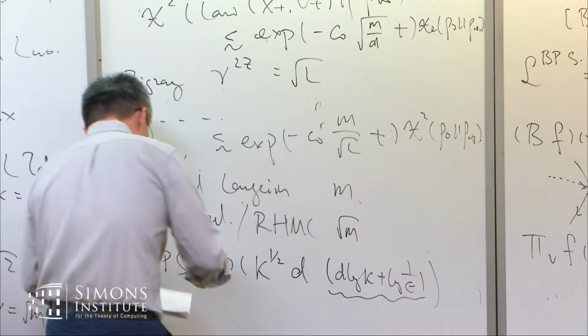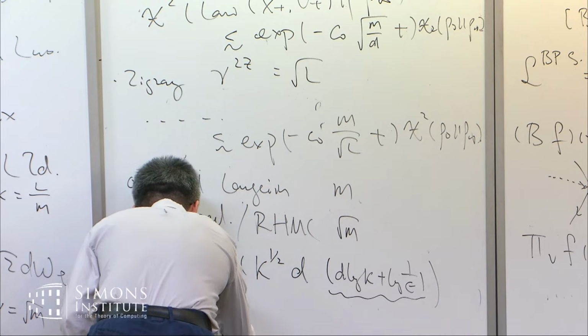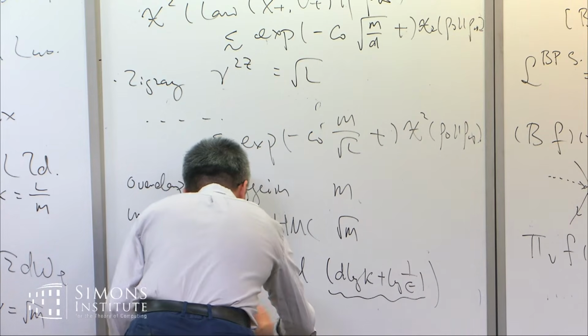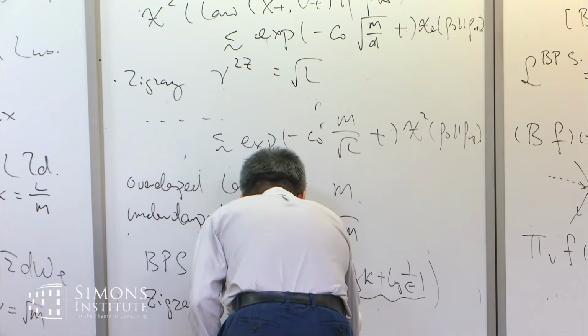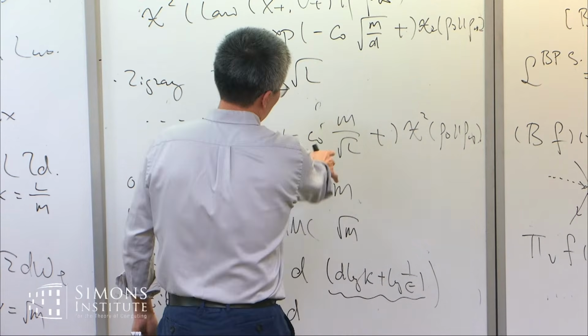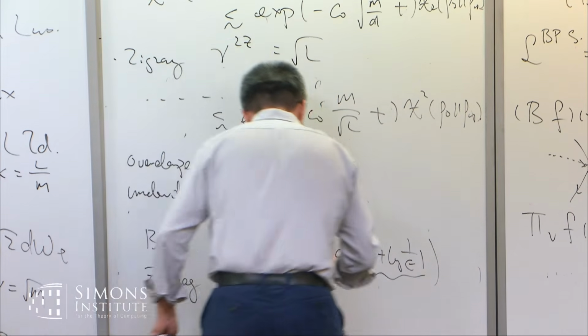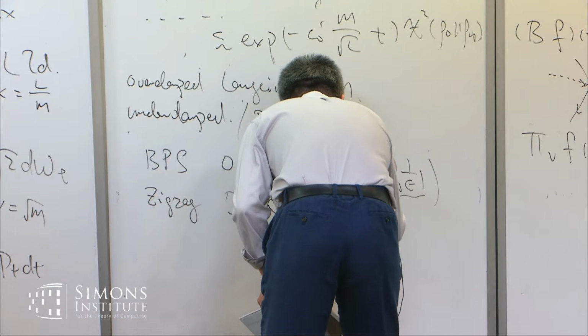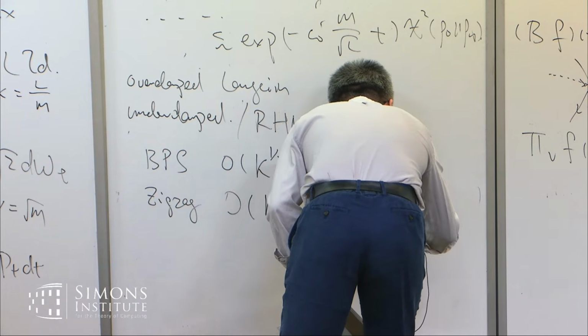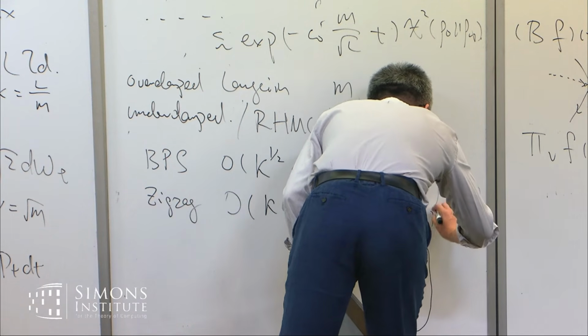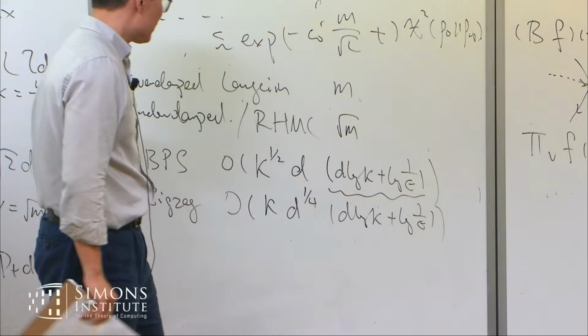And now for zigzag, we also have the estimate, and it's better in dimension, but as you can see here, it's worse in condition number. So there is some trade-off. And the other factor is the same. It's also from cold start.